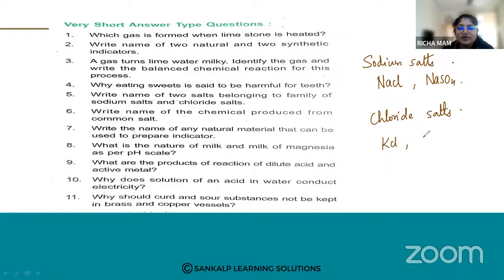So sodium chloride and sodium sulfate are the sodium salts, and sodium chloride and potassium chloride are the chloride salts. So these are the examples of sodium salts and chloride salts. Next question. Write the name of the chemical produced from common salt.